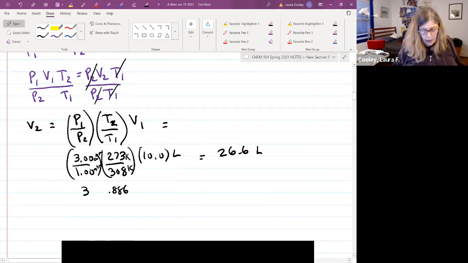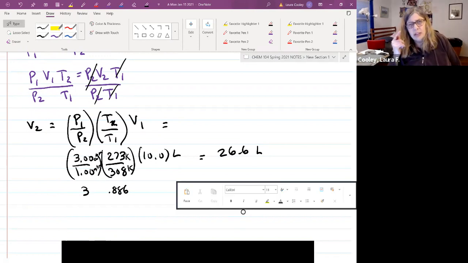So when you do combined gas law problems, it's good to do a little bit in your head. If the pressure goes down, the volume's going to go up. If the temperature goes up, the volume's going to go up. If the temperature goes down, the volume's going to go down. So temperature and volume are proportional, but pressure and volume are inversely proportional. You should keep that in mind.